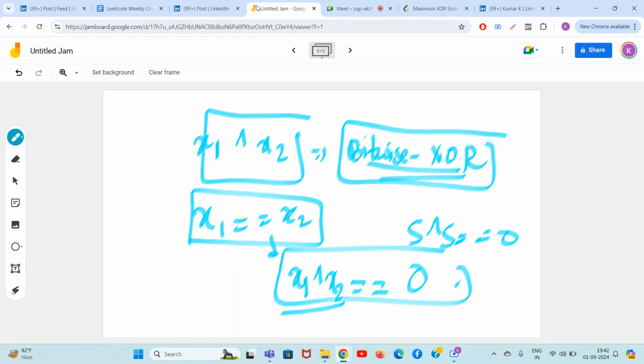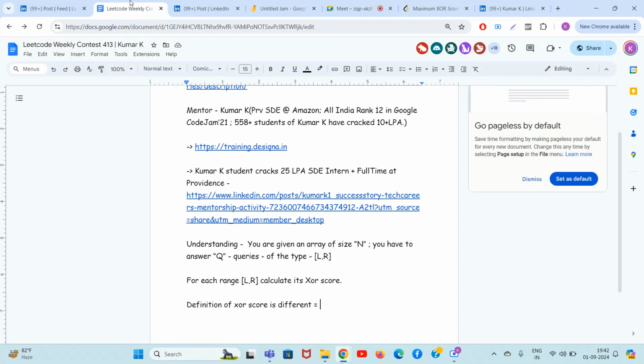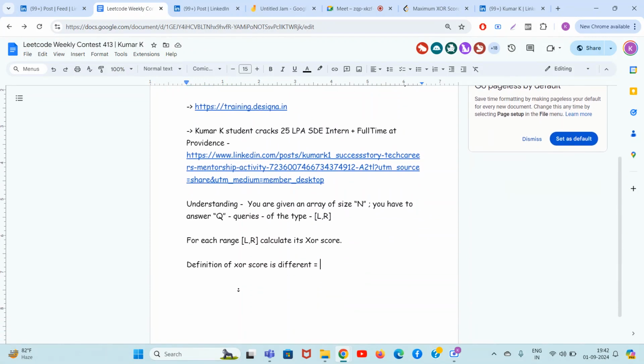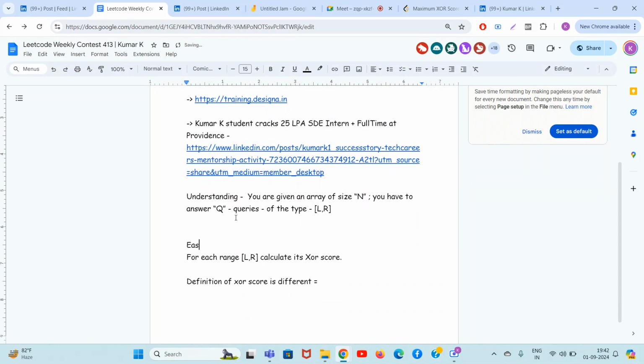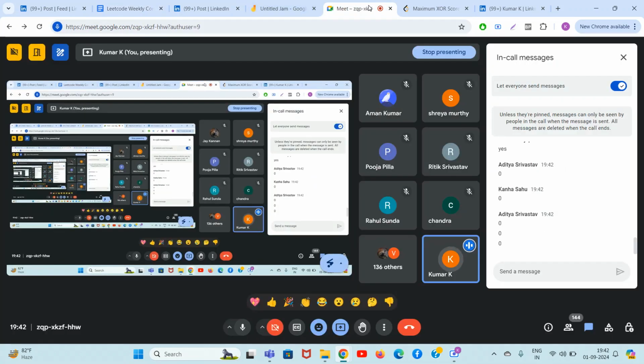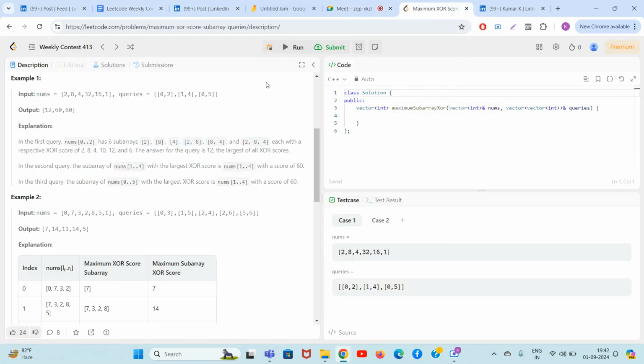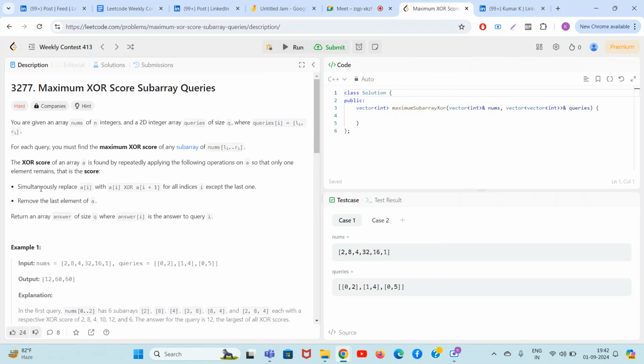According to our question, the easy version we are trying to solve is that you just have to print the XOR score of a range L to R. So what is the definition of XOR score? The definition is not good, it is actually painful. Can you see how they have written it in the question? The XOR score can be calculated by doing this: replace all the numbers by A_i XOR A_(i+1) with indices i, remove the last guy, and keep on doing this again and again.